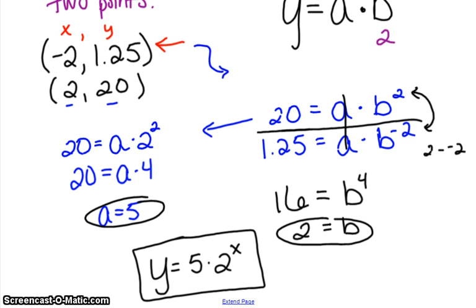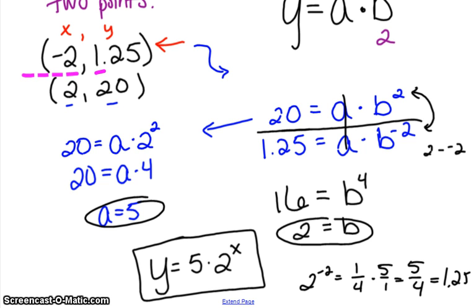It's always good to check. So go back, if you plug in -2 also, 2 to the -2 is 1/4, and then times 5 would give you 5/4 or 1.25, which is what this set up here, -2, and they got 1.25. Let's do one more. So 2 points, -1, 6, and let's do 0, 3.